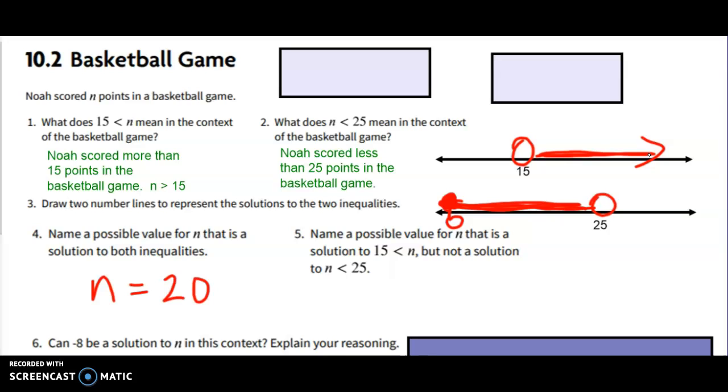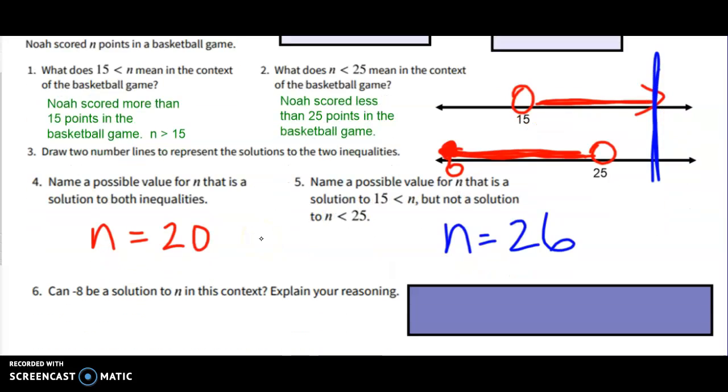Name a possible solution for n that is a solution for n is less than 15, but is not a solution for n is 25. Let's pause for a minute and take a look at which one would actually work. Well, how about, let's see, n is greater than 15, maybe something over here, like n is 26, because it's not a solution. Something that's less than 25 wouldn't work.